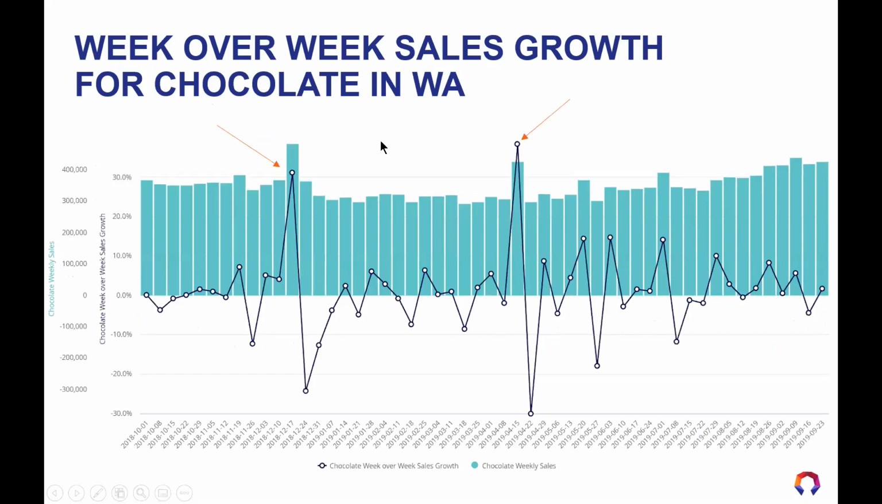Now we're looking at the same time period, but I've added the purple line for week-over-week growth in chocolate sales, and we can see that the week of 420 has a bigger relative increase over the previous week than the week before Christmas. And so we've identified our two time periods. Let's do a closer analysis and look at chocolates in Washington, starting with 420.